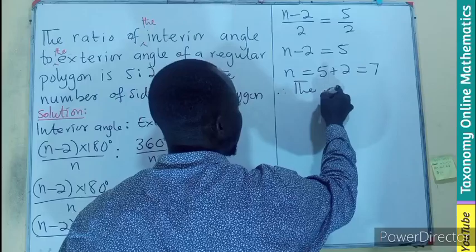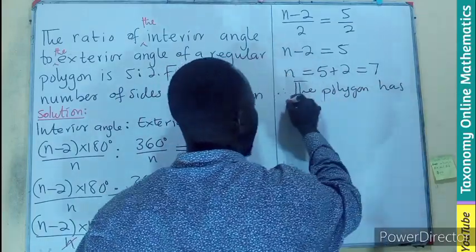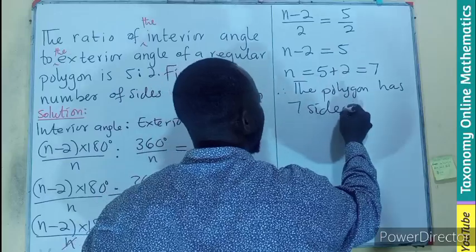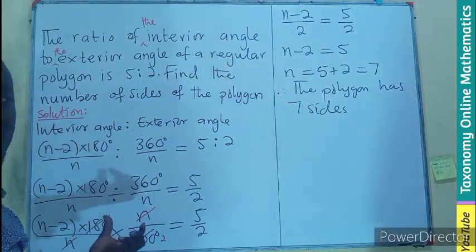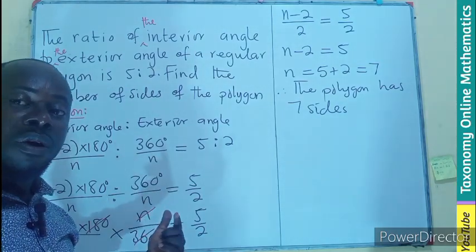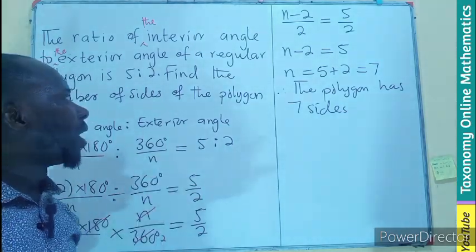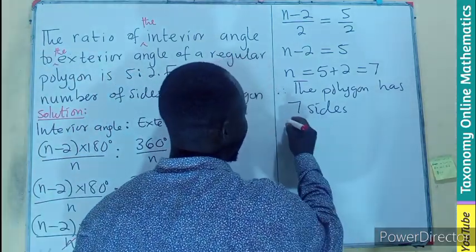Therefore, the polygon has 7 sides. So this is one approach we can pick, based on the formula of both the interior and the exterior angle. Now the other method, which will be the second method.